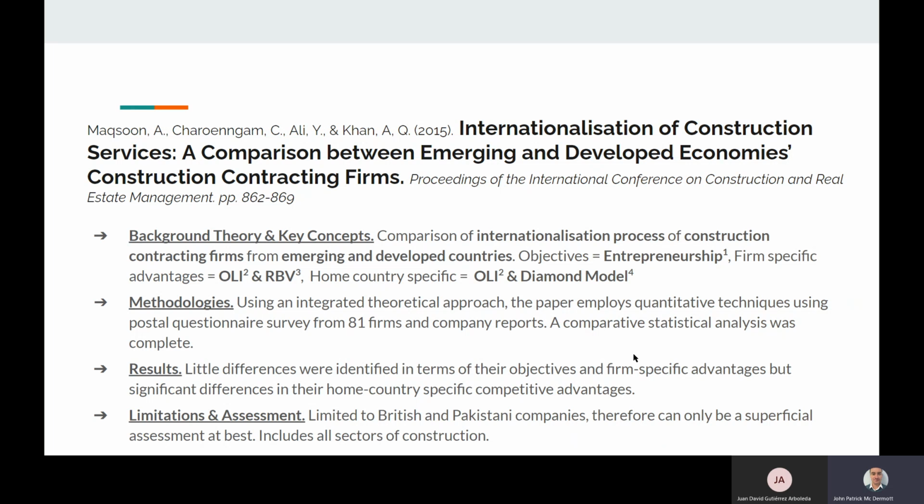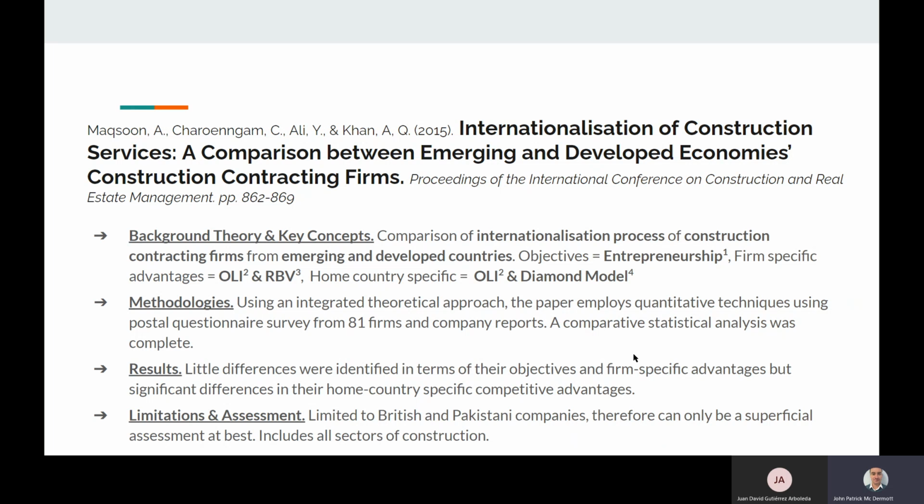For the methods, using an integrated theoretical approach, the paper employs quantitative techniques, using a postal questionnaire survey from 81 firms and company reports. A comparative statistical analysis was then completed. This is somewhat of a quantitative approach. At the end of the day, there were still questions, they're still subjective, they're not hard numbers.